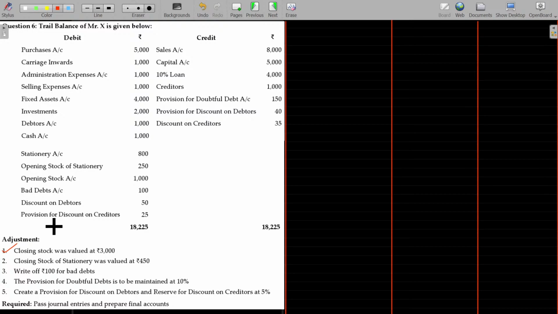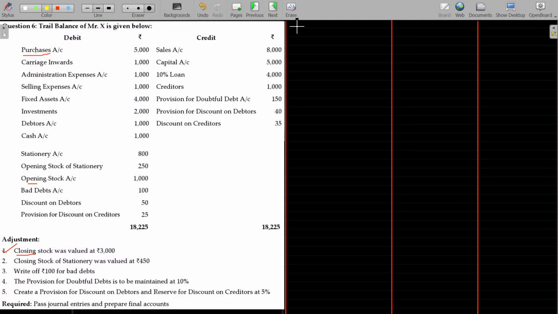Closing stock was valued at rupees 3,000. Whenever there is an adjustment for closing stock, you better adjust the opening stock also. The opening stock and closing stock both will be adjusted and routed through the purchases account, right? Opening stock will be added to the purchases and closing stock is subtracted from the purchases. And further, the journal entry is very simple, right?